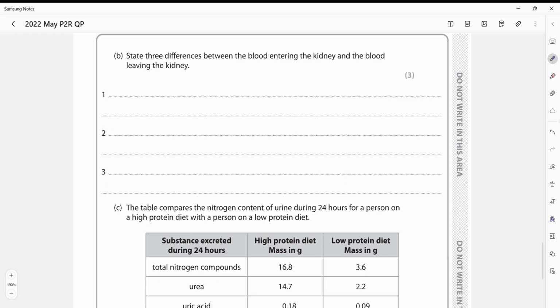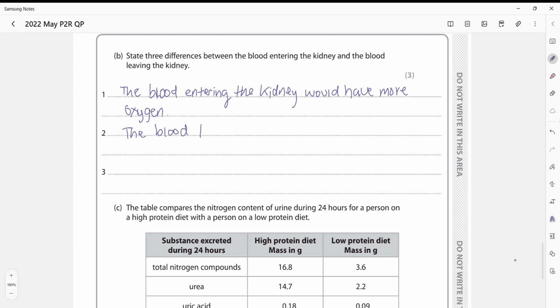Because the organ consists of cells and cells undergo respiration, the blood coming into the kidney would have more oxygen, and the blood leaving the kidney would have more carbon dioxide. So we can write that down. So, blood entering the kidney would have more oxygen. The blood leaving the kidney would have more carbon dioxide.